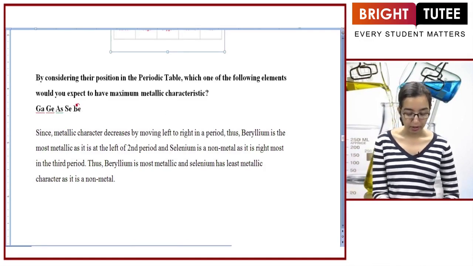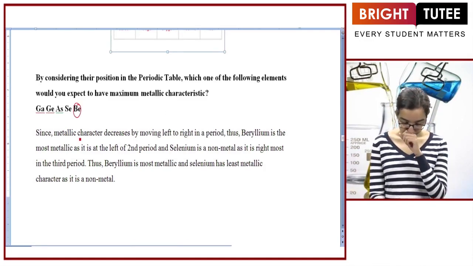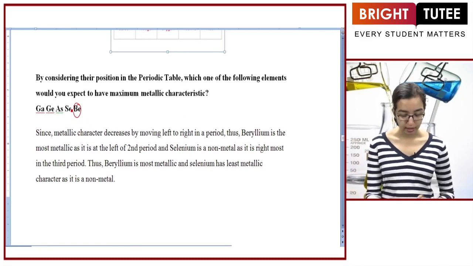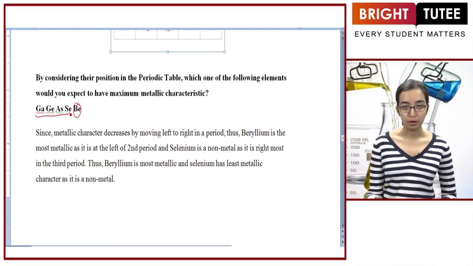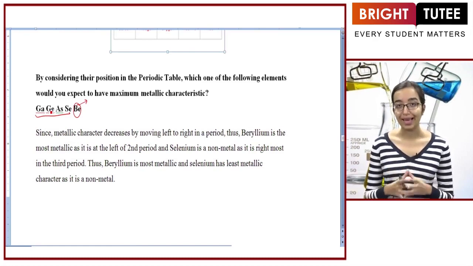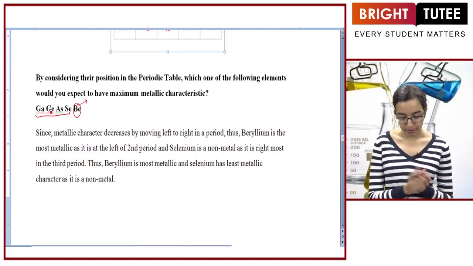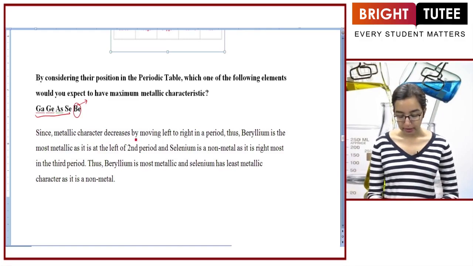Now, we know that beryllium lies in group 2, and it is separate from all these, which are in fact non-metals or metalloids. So, this is the only metal here. Gallium also behaves in a similar way, but beryllium would be more metallic than gallium. So, metallic character decreases by moving from left to right on the period.